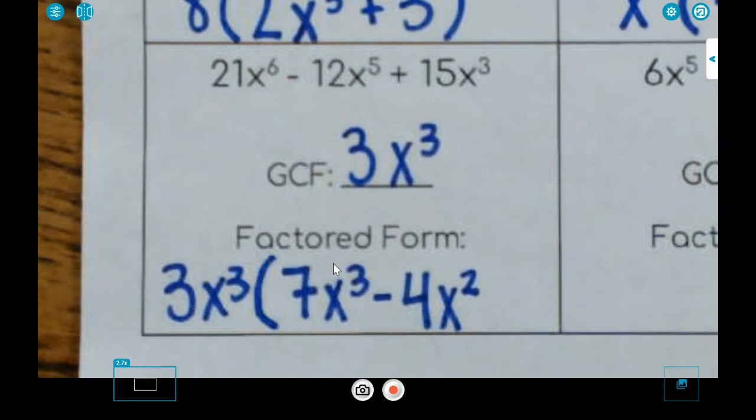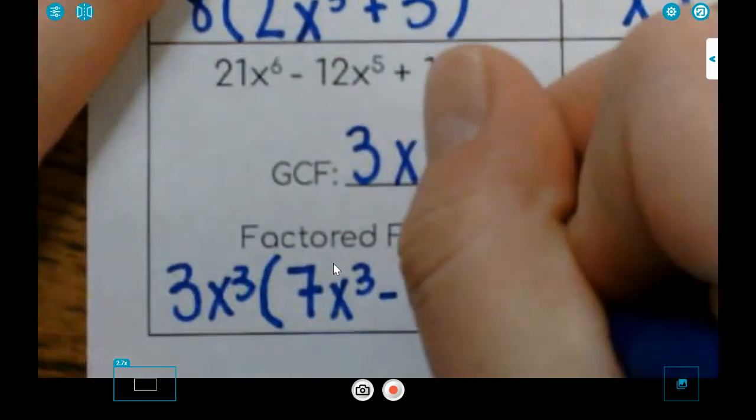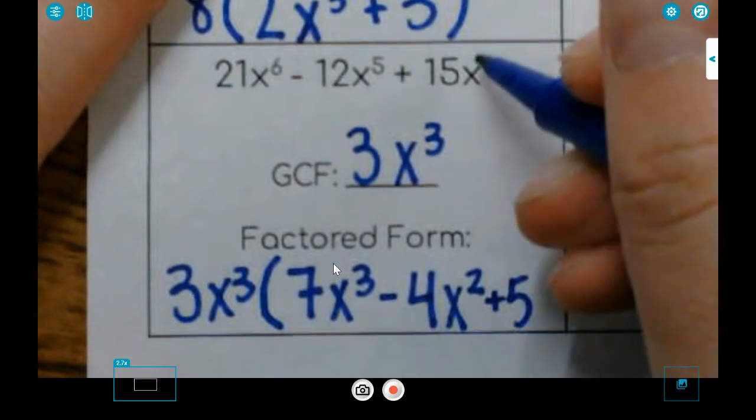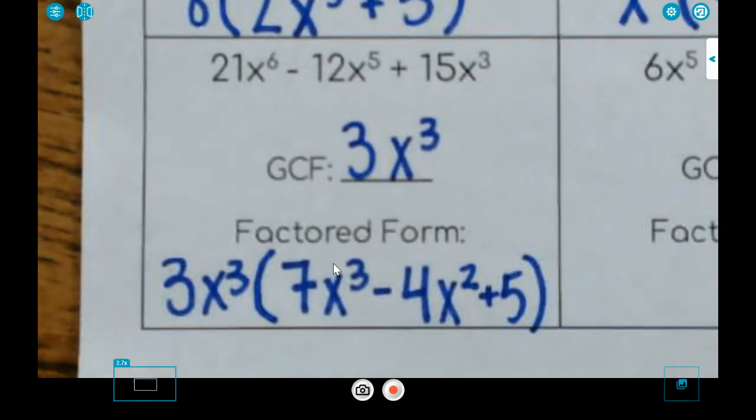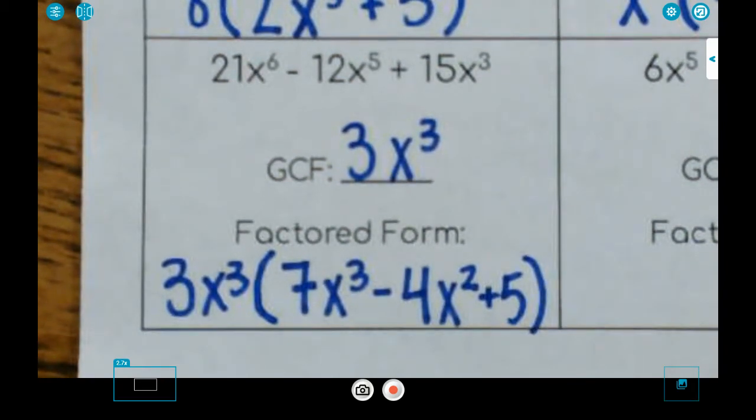And then I do 15 divided by 3. 15 divided by 3 is 5, sorry. And then x cubed, take away x cubed. I should have no x's left. I'm never going to have any x's on my last term because on my last term, I'm always going to take away as many x's as I can.